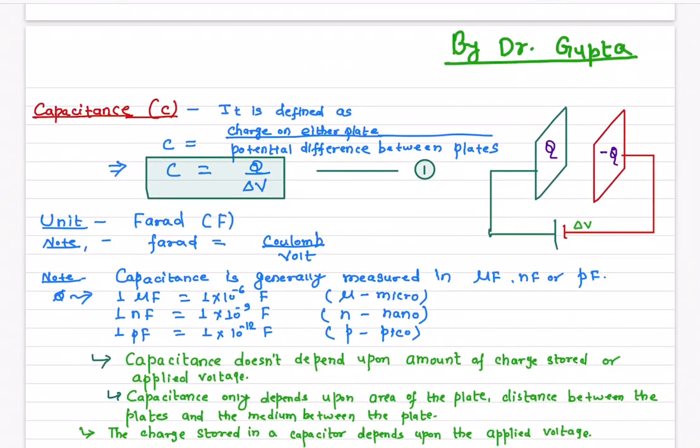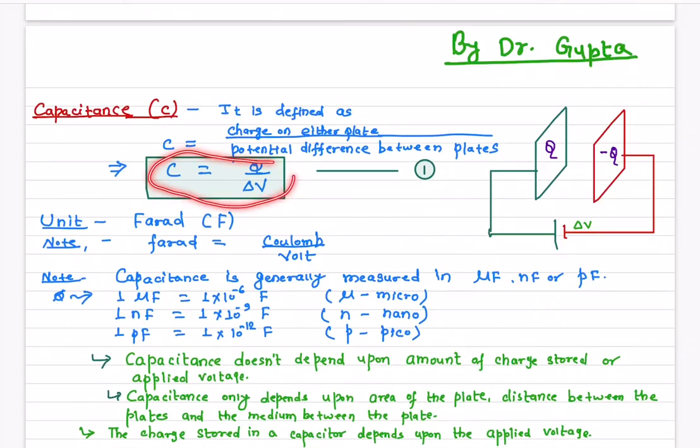In this video, I'll talk about capacitance. Capacitance is defined as charge on either plate. When I say either plate, that means either the plate that is connected to the positive terminal or to the negative terminal of the battery. So the amount of charge on either plate divided by the potential difference between these two plates. That's how the capacitance is defined.